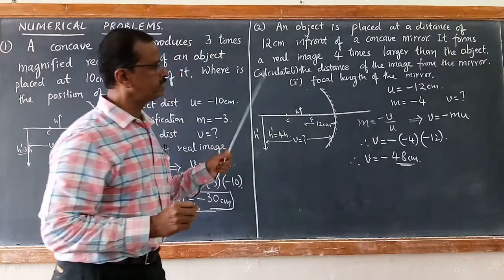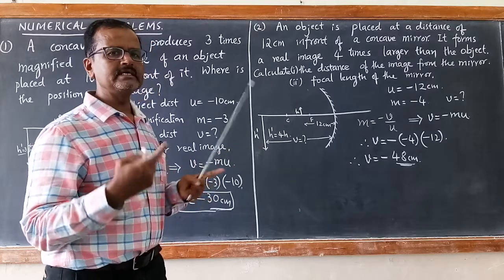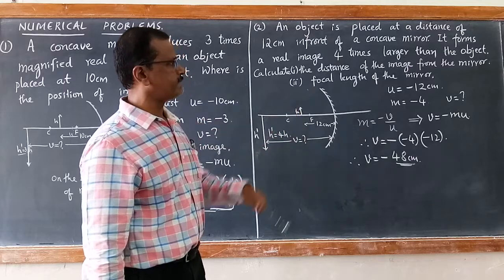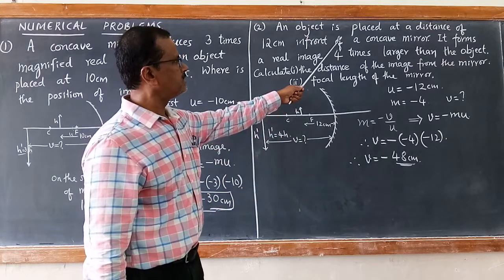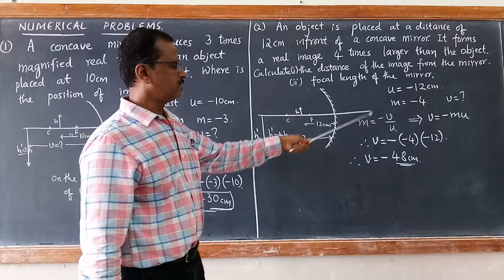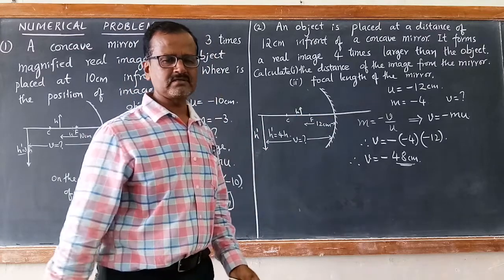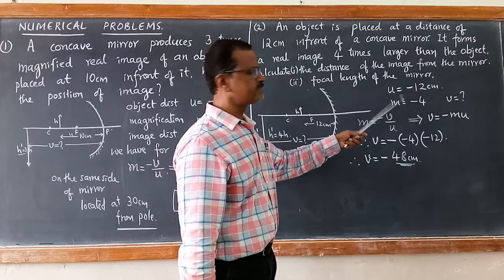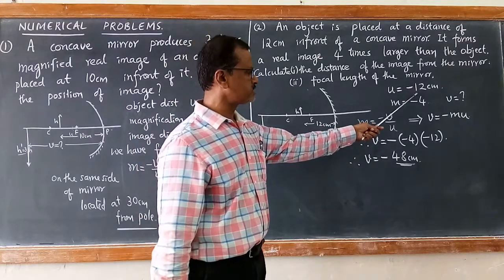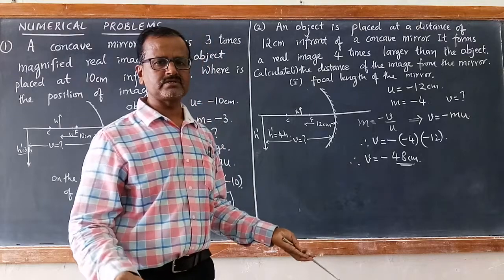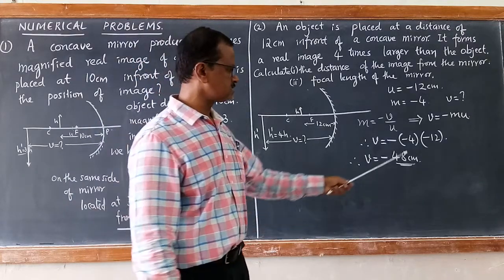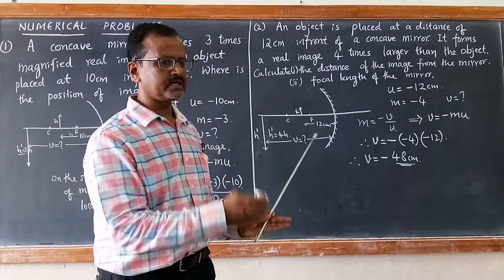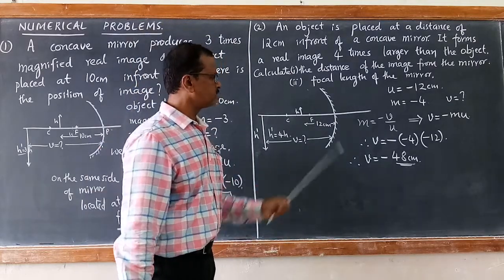I think by solving these two problems, now you can very easily go for such calculations. If magnification is 4 times the actual size of the object, then the image distance will also be 4 times the object distance. If the object distance is 12 cm, image distance will be 4 times the object distance. So 48 cm. Therefore, the real image will again be formed on the same side at a distance of 48 cm. This is the first part.